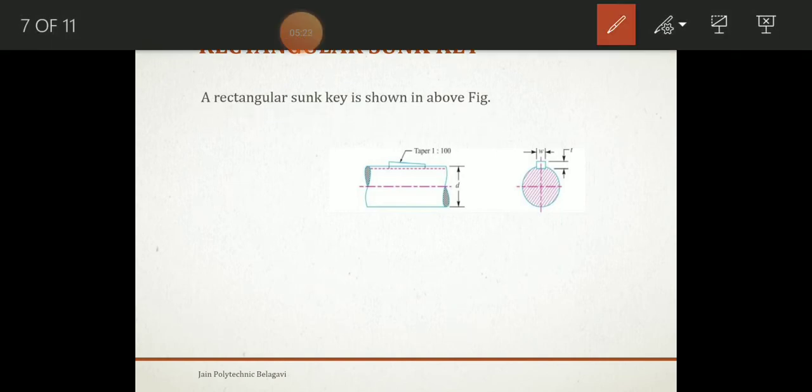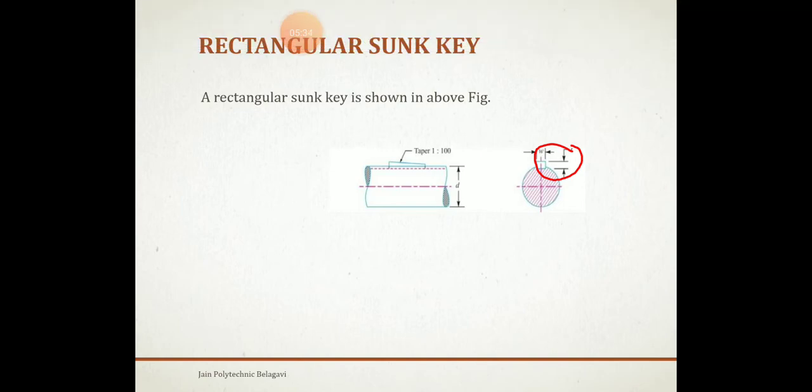Okay. Now this is the key, the rectangular key which we are seeing here, of width W and thickness T. That is the width and the thickness of the key. And the shape of this key which we are using is rectangular in nature. Now what are the dimensions? Every key has some definite dimensions.